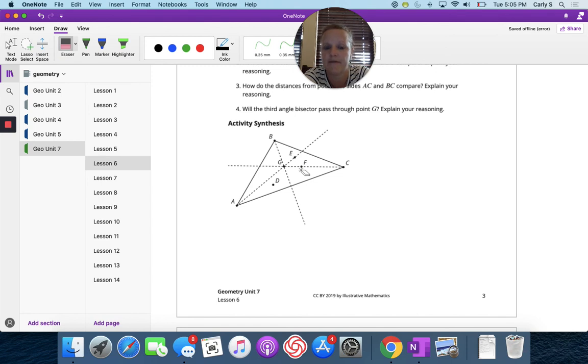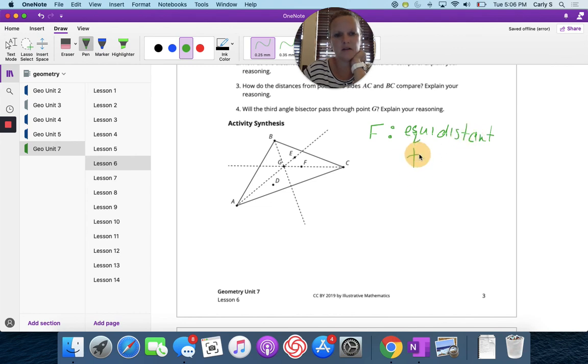So point F. Which side of the triangle is point F closest to? Well, it isn't. It's equidistant to BC and AC because it's on the angle bisector.